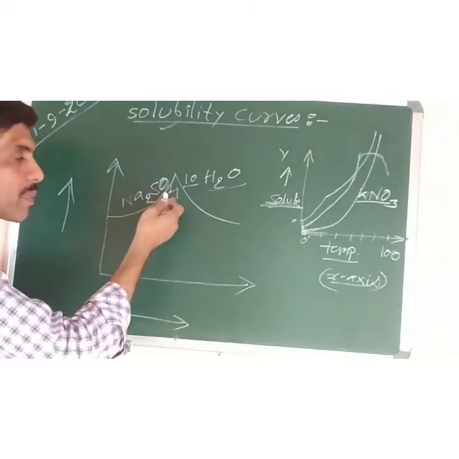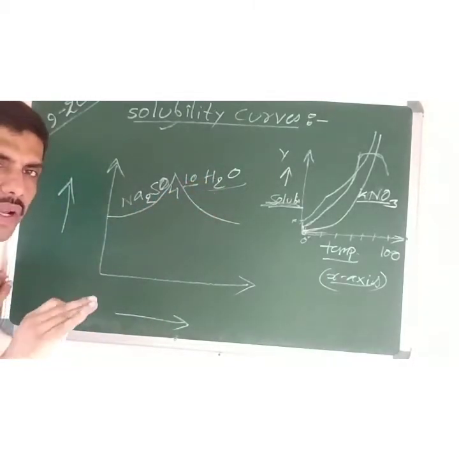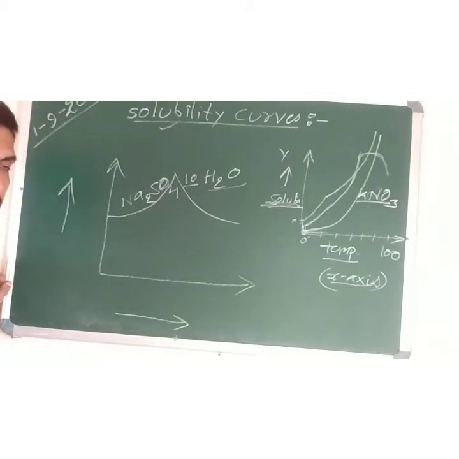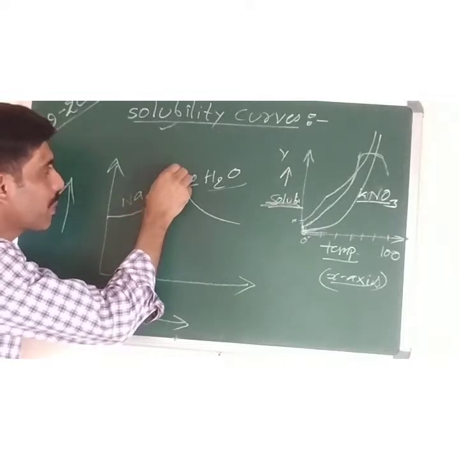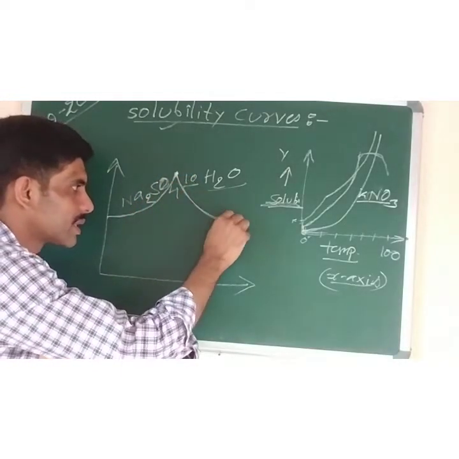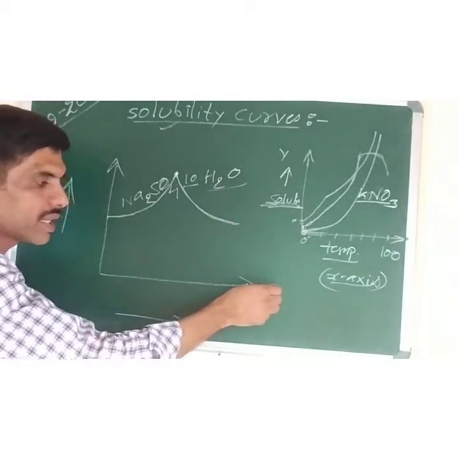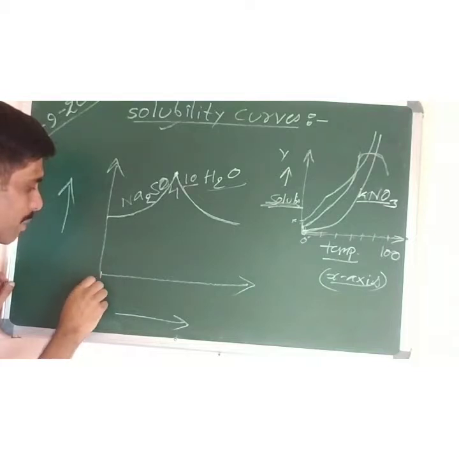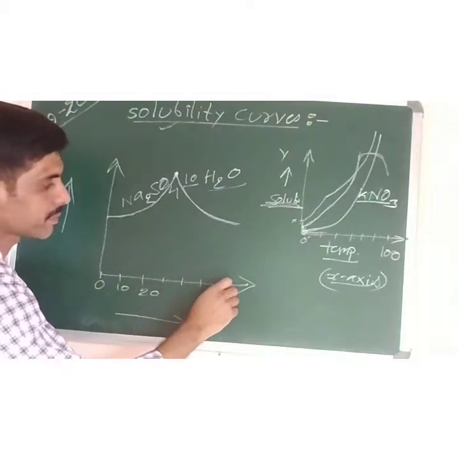So sodium sulfate decahydrate shows a very different type of solubility curve, in which we find that the curve gradually increases and rises to a peak. This is the maximum point, the peak. And after that, it gradually decreases. Now there is a decrease in solubility with the increase in temperature. This axis shows the temperature, 10, 20, 30, up to 100 degrees.